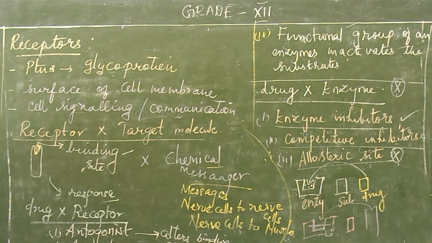So what are the points we will be studying about the receptors? Receptors are nothing but a protein. What protein? Glycoprotein. Next, the receptors are present on the surface of the cell membrane. What is the main function? It helps in cell signaling and in the communication process. Now the receptor interacts with a target molecule. This is a receptor, isn't it? The receptor will be having the binding site. The binding site will interact with the chemical messenger.